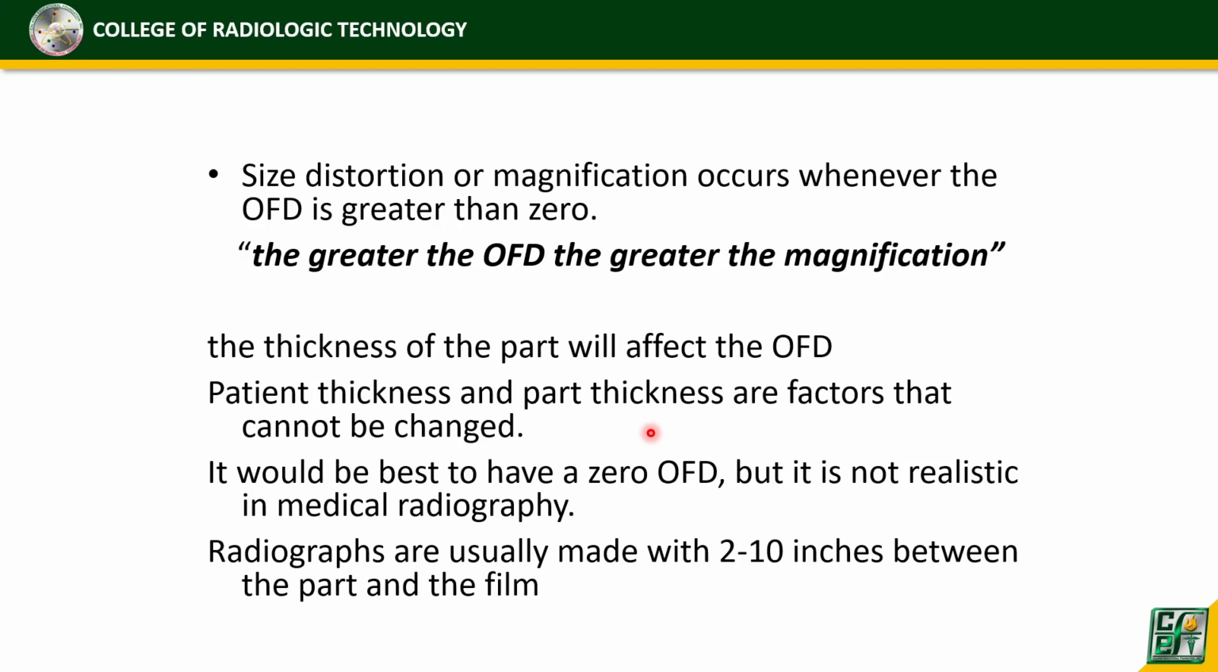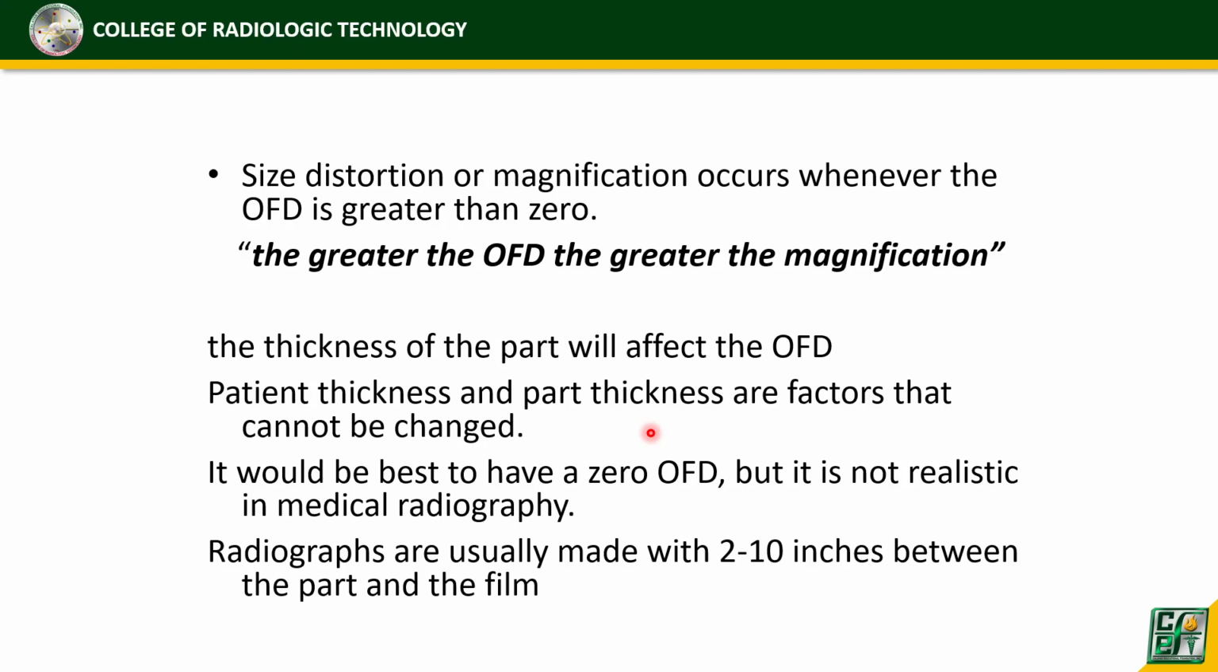Okay, pag sinabing zero OFD, let's say, ang ating examine ay KUB. Okay, KUB X-ray. Ano ba yung KUB X-ray? KUB X-ray is kidneys, ureter, and bladder. So, dapat daw kung zero OFD, so nakalapat sa iyong image receptor yung kidneys, ureter, and urinary bladder. However, it is not possible. Di ba? So, at least, we must place the region of interest as close as possible to the film.